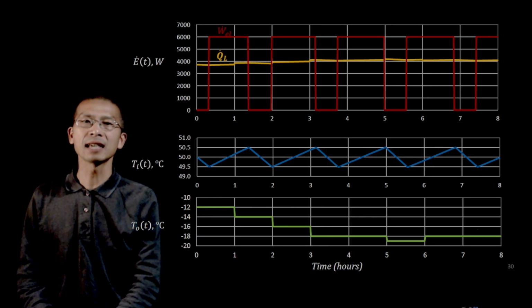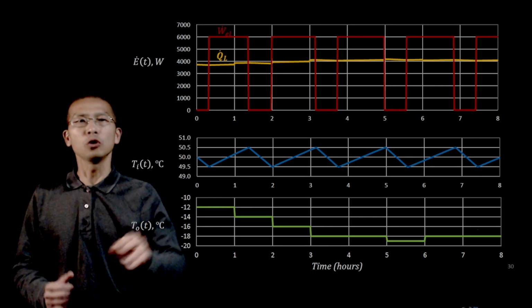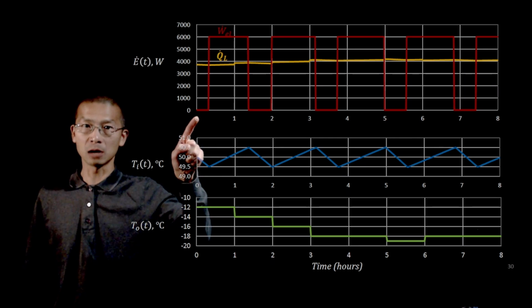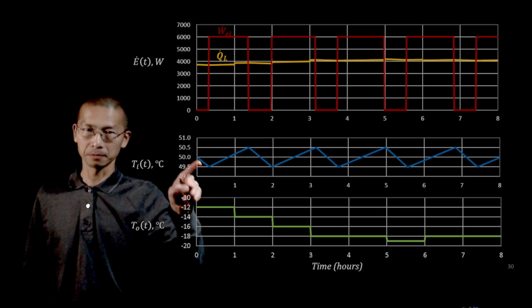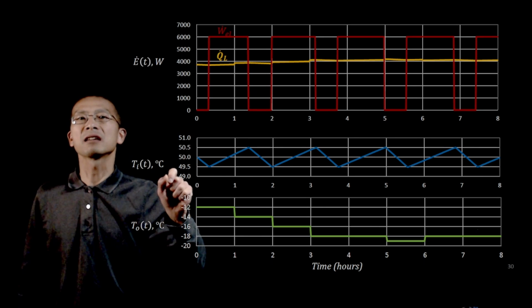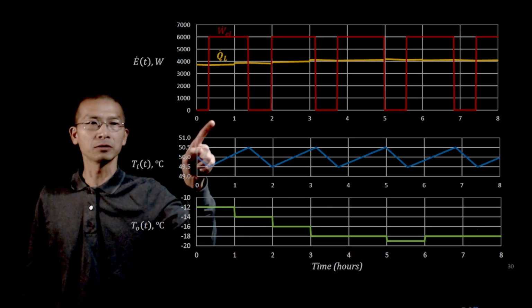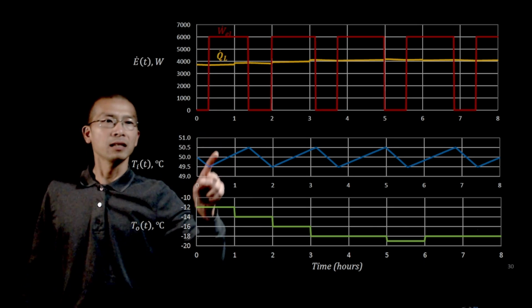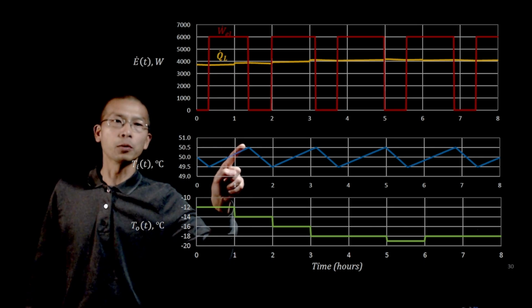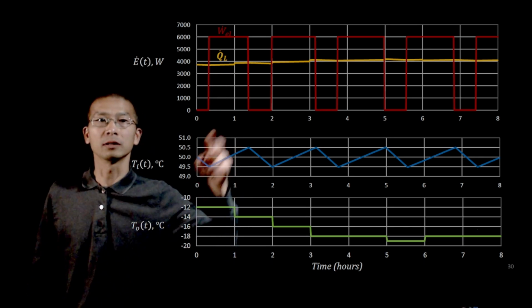Initially, we set heater off, so no output. There's no output from heater, and TI goes down here. Heater is turned on and stays on until TI hits 50.5 again. So the cycle repeats.